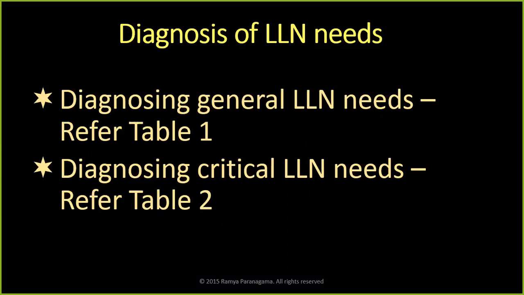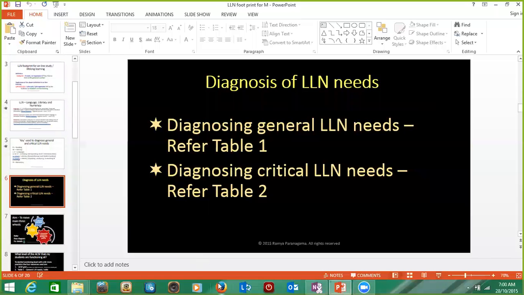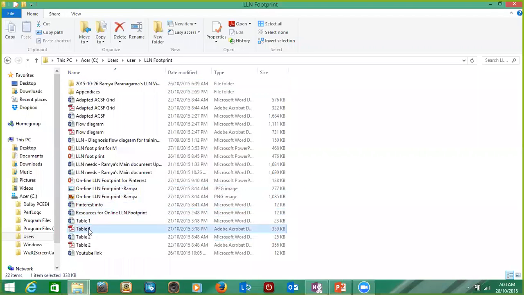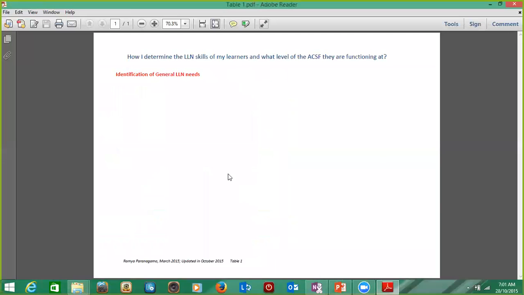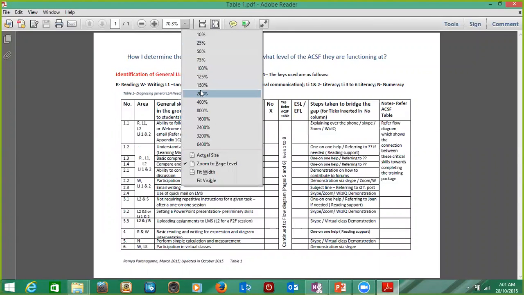Now, to tell you the story, I came up with 2 tables. One is how to diagnose the general LLN skills, and the other is how to diagnose the critical LLN skills. To do that, I'm going to get into the table. The table will give you a broader picture of what these general LLN skills are. And I'm sure you should be able to see my screen here.